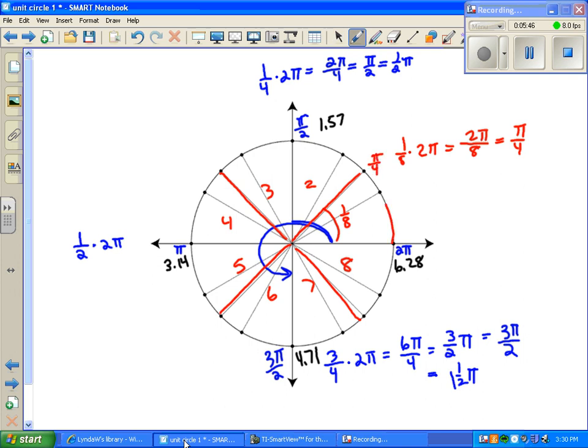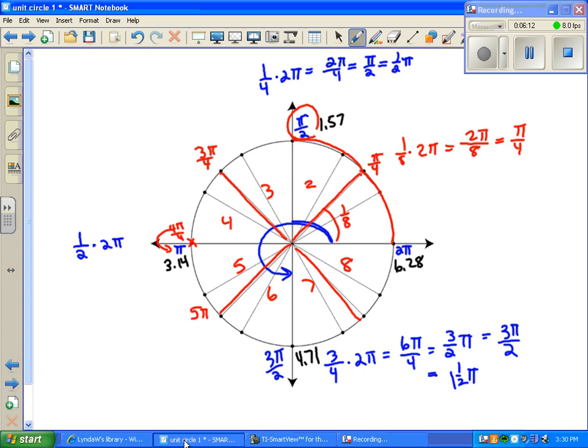So this distance, that part of the circumference, is equivalent to pi over 4. Okay, now, if you go to the next one, we did pi over 4. Now we're at 2 pi over 4, which reduces to 1/2. Then go to the next one and we get 3 pi over 4. The next one down would be 4 pi over 4, which of course reduces to pi.